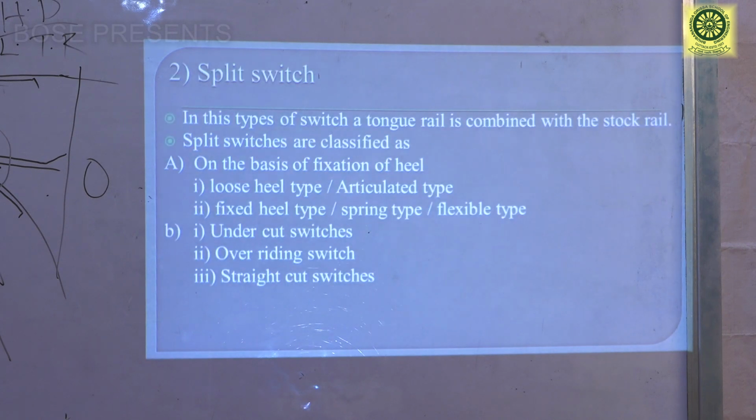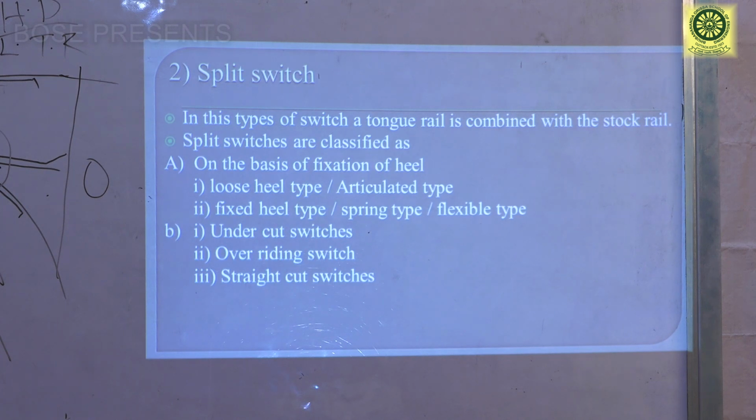Okay, so what is the split switch? In this type of switch, a tongue rail is combined with a stock rail. Split switches are classified on the basis of fixation of heel: loose heel type, articulated type, next is fixed heel type, spring type or flexible type. Second, rail undercut switch, overriding switch and straight cut switches.